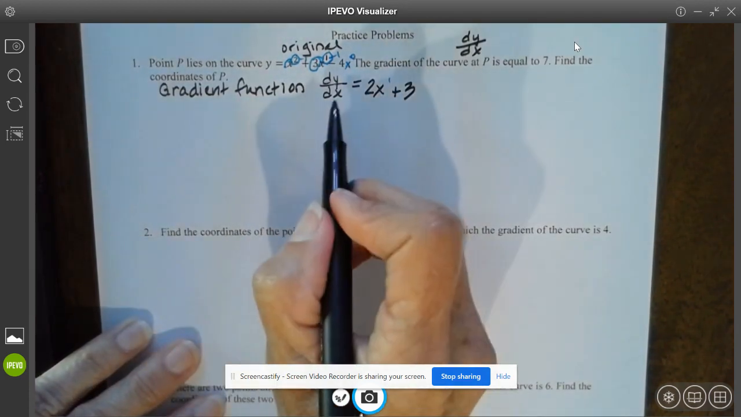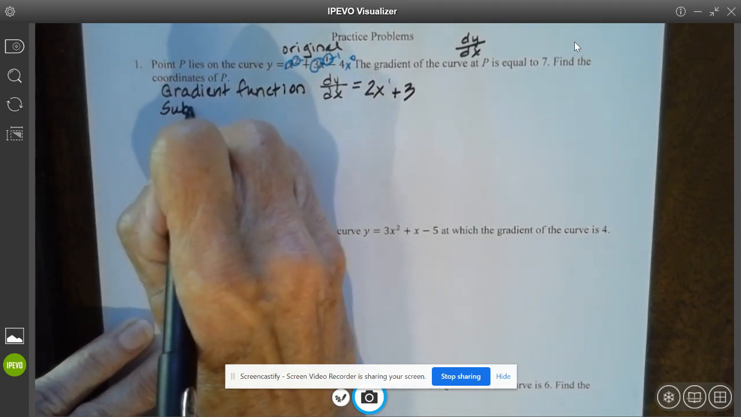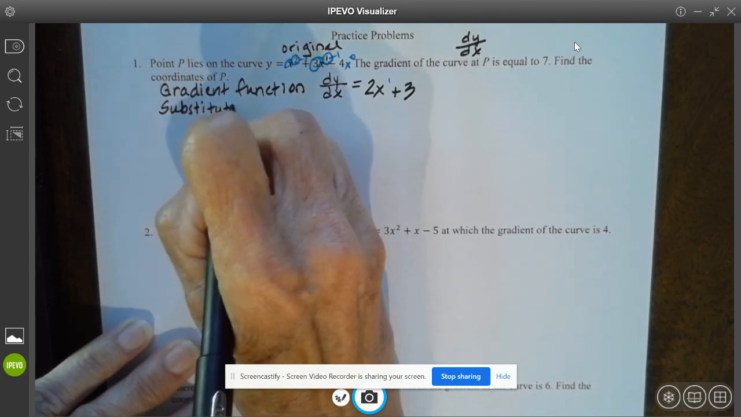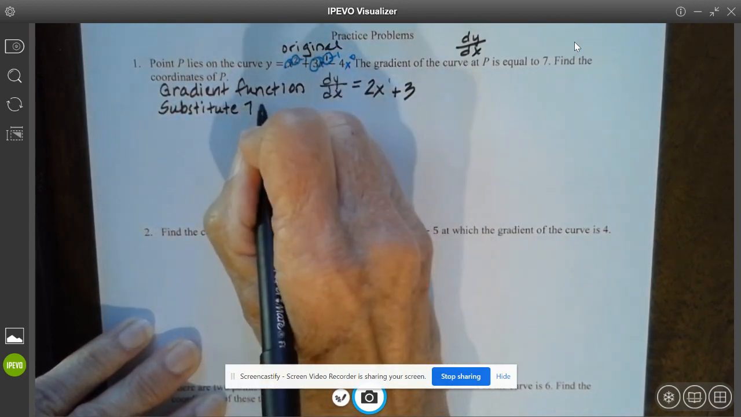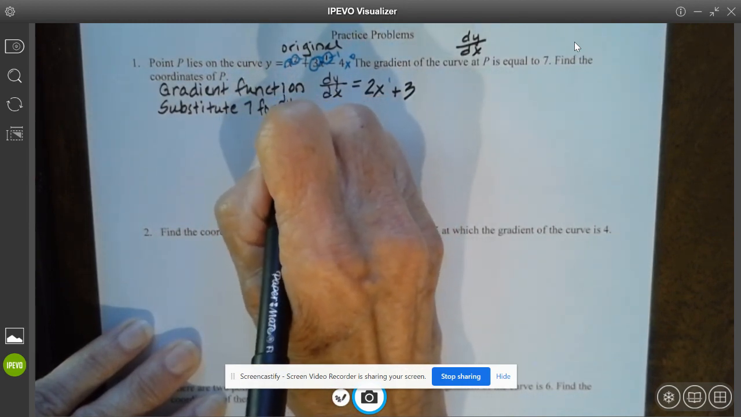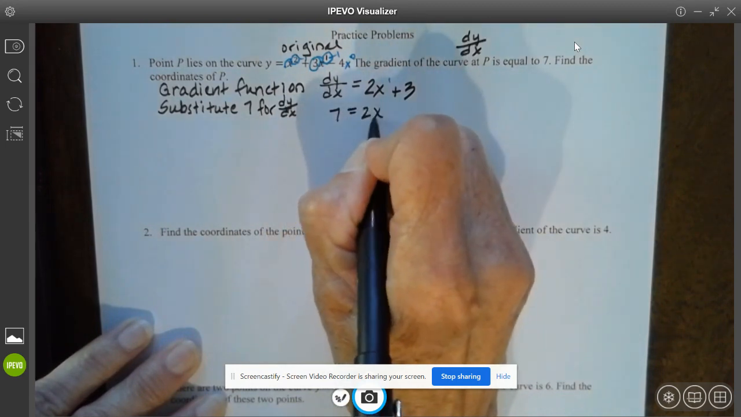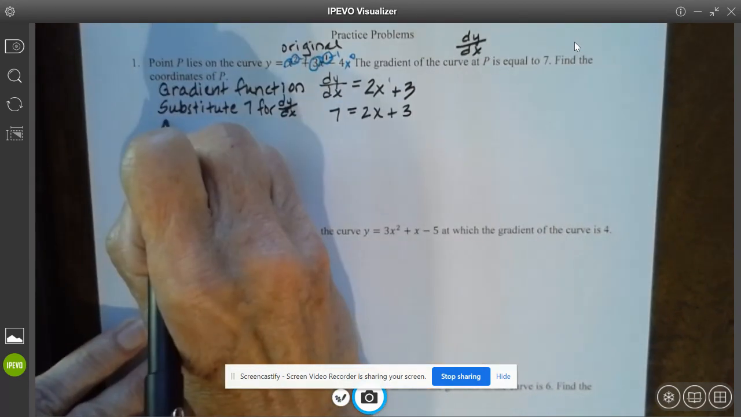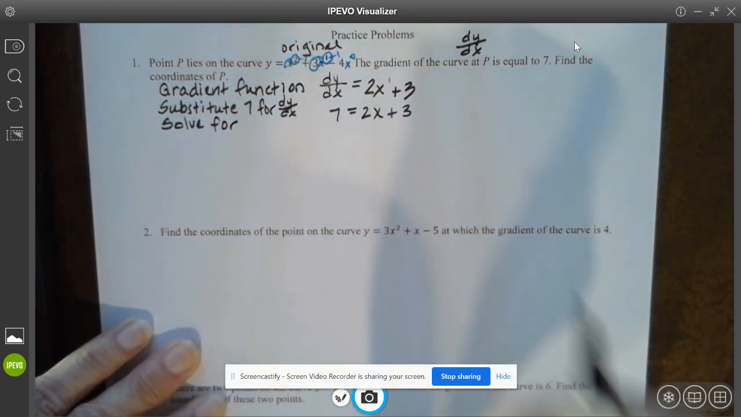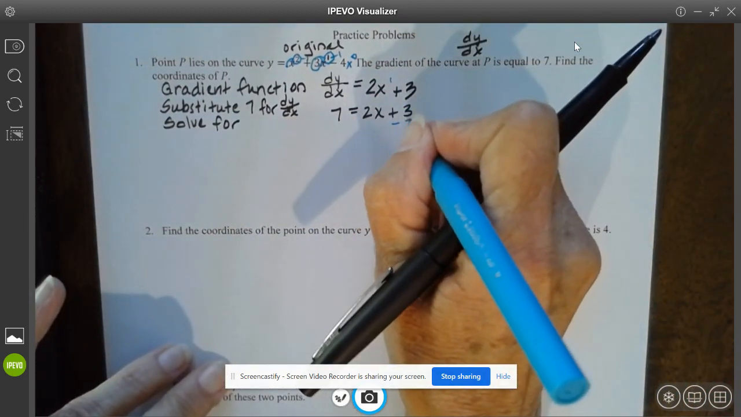So what we do next, now that we have the gradient function, we're going to substitute. It's the exact steps we were doing on the other page. Substitute 7 for d of y over d of x. That is the rate of change. Last step is we're going to solve for x, and this is going to tell us the x coordinate. So to solve for x, we're going to subtract 3.